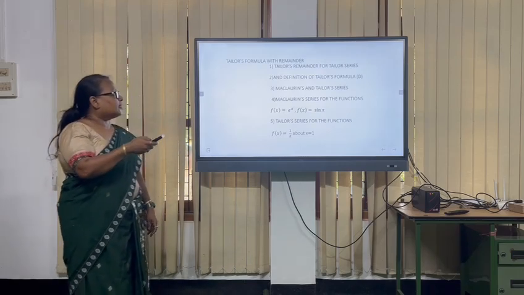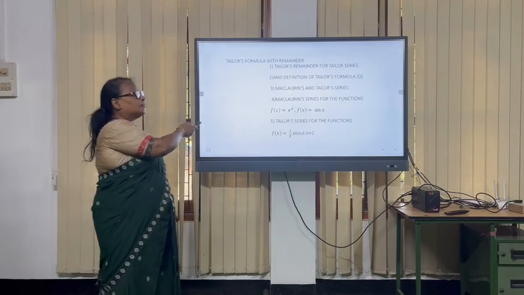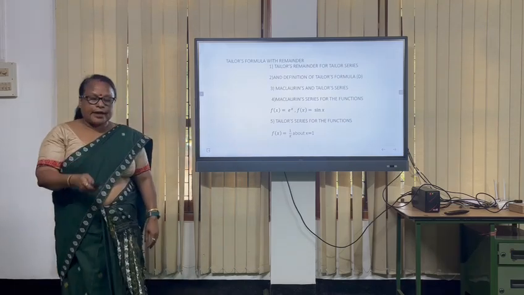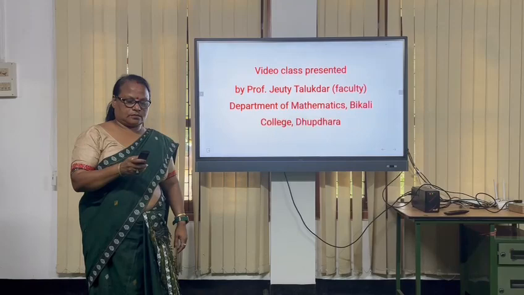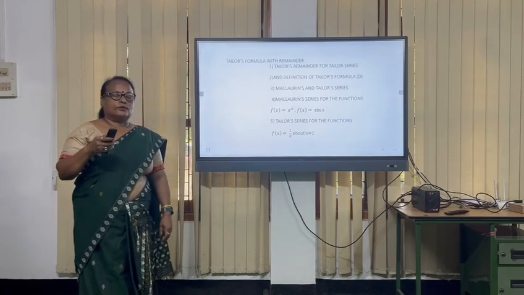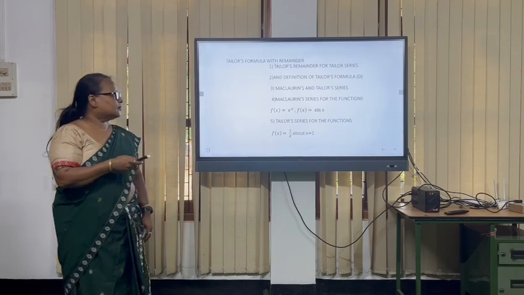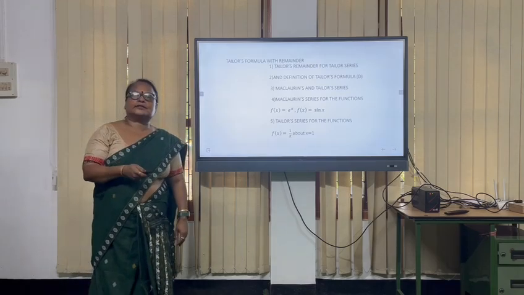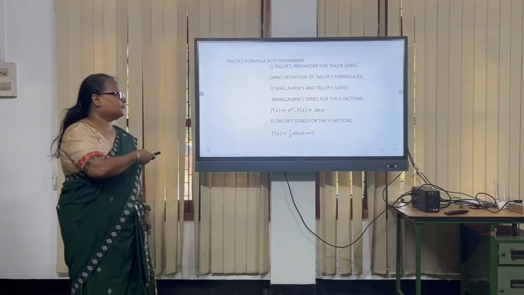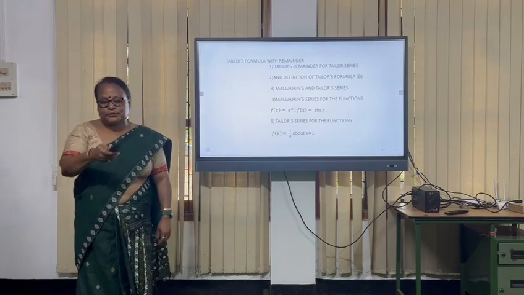Fourthly, Maclaurin series for the functions, especially f(x) equal to the exponential function, and another function f(x) equal to the trigonometric function sin x. And finally, we have to discuss Taylor's series for the function f(x) equal to 1 by x, an example of a rational function, about the point x equal to 1.